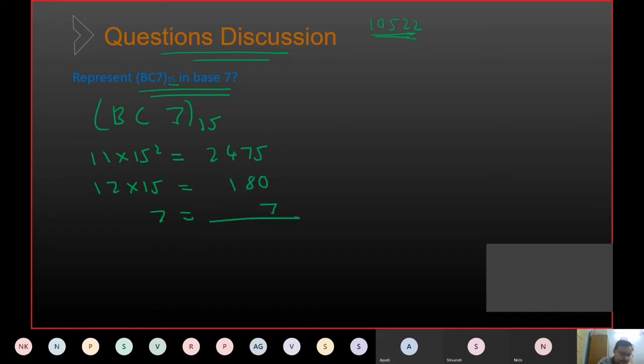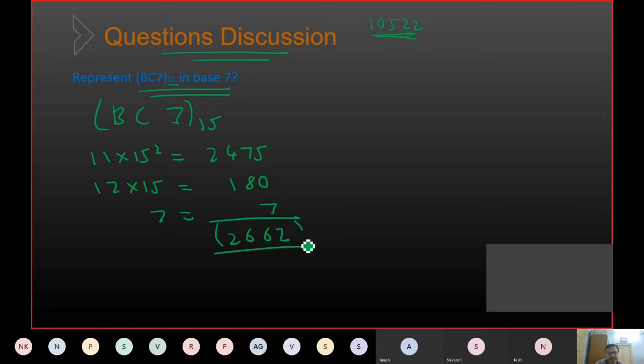BC7. So first, we'll convert from base 15 to base 10. So how do we do that? What is B? B is 11. 11 into 15 square. C is 12 into 15. And then you have 7. So 11 into 15 square is 2475. 12 into 15 is 180. This is 7. So that is 2662. So your answer is 2662.